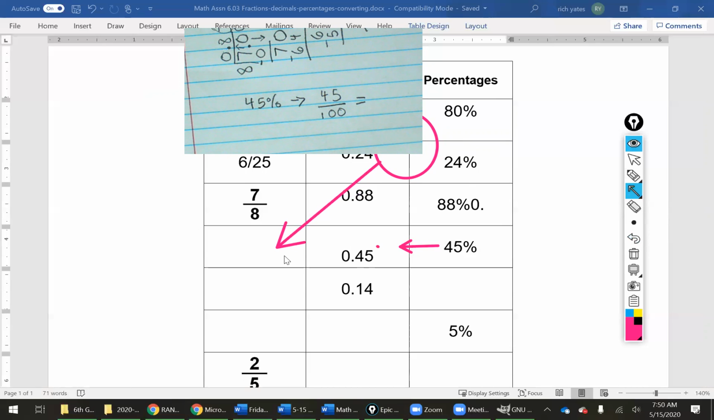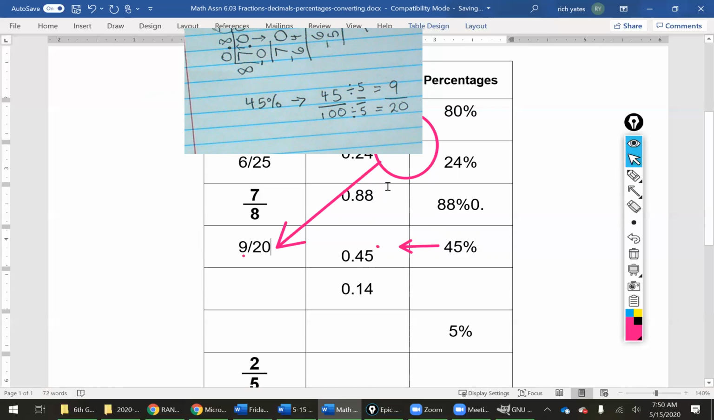But the first thing I need to do is make sure I simplify it. And I do notice that this ends in 5 and this ends in 0, so that means I can divide them both by 5. So 100 divided by 5 is 20. 45 divided by 5 is equal to 9. I can't simplify that anymore. I can't divide 9 by anything and 20 by the same number. So I'll leave that as the new simplified fraction. The new simplified fraction right here for 45 hundredths is 9 over 20.